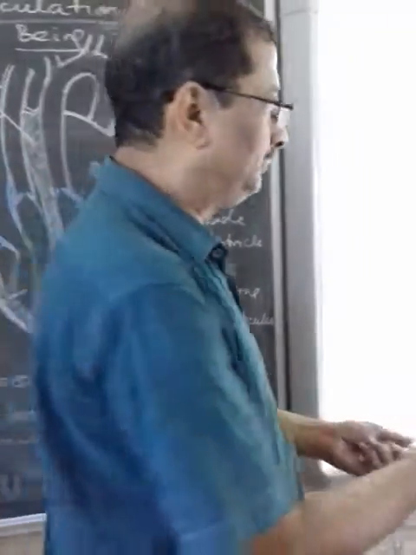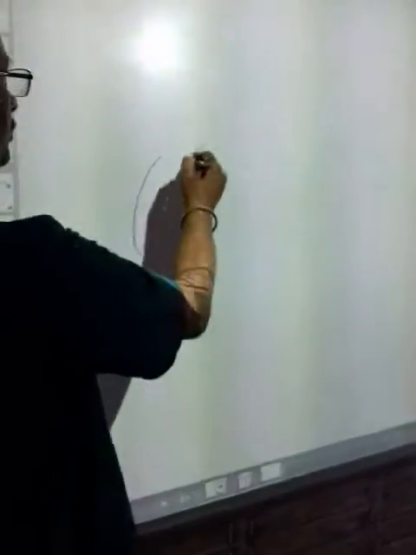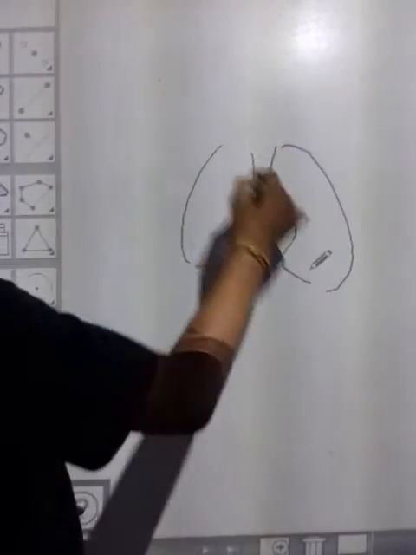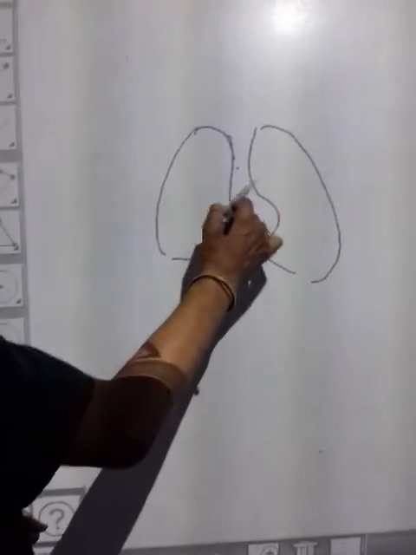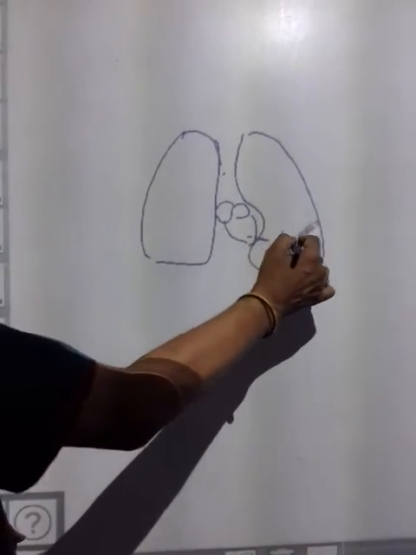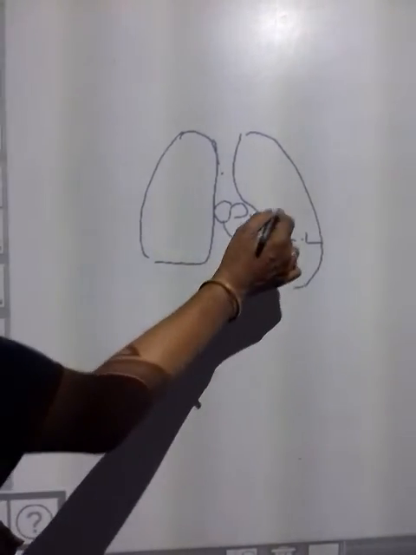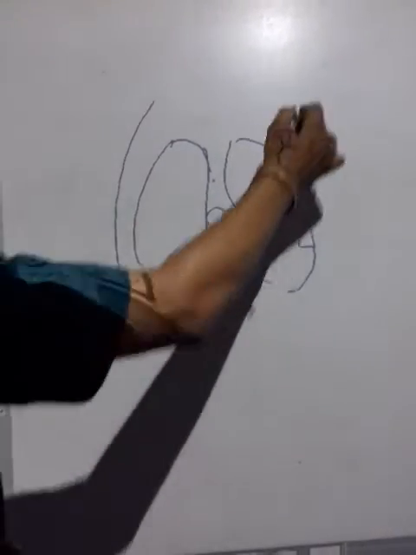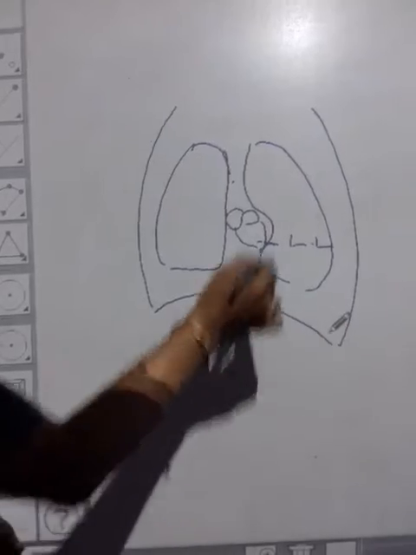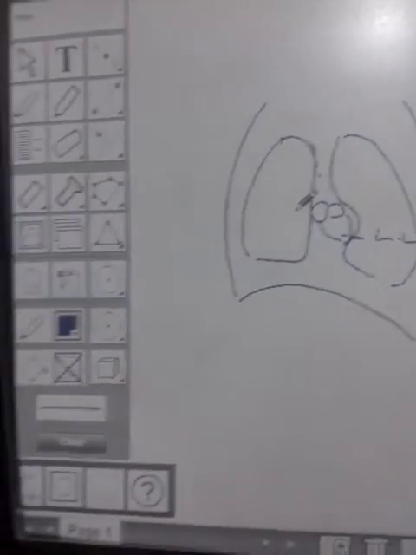For example, the location of the lungs is like this. This is the left lung and this is the right lung. The heart is located somewhat here. So the ventricle is tilted towards the left lung. So that's why we feel the heartbeat more in the thoracic cavity towards the left. And so this is the location of the heart.